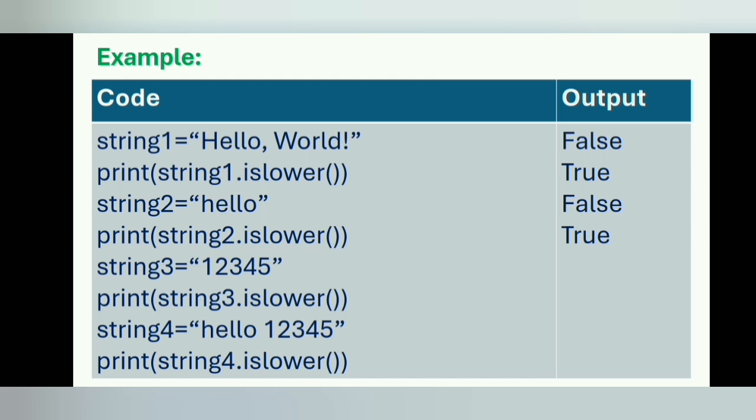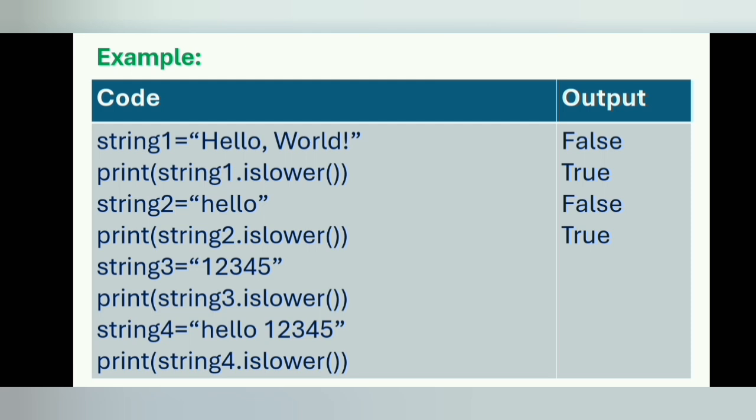Then we assign the string value 1, 2, 3, 4, 5 to the variable string3. In the following statement, we apply the string.islower method to this string. Then the print statement prints the Boolean value returned by the islower method. Here the output is false because all the characters in the string are numbers.